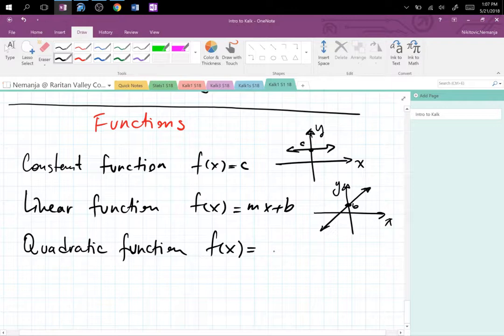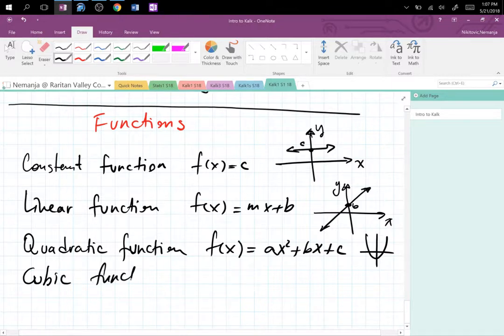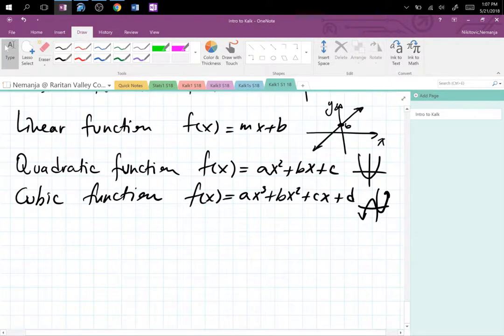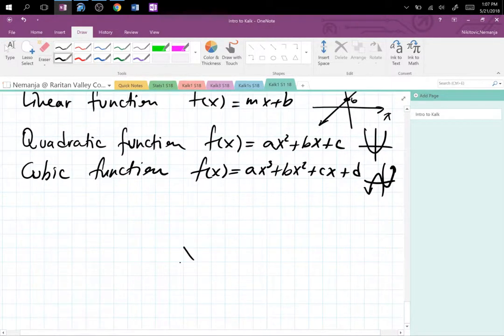F of x equals ax squared plus bx plus c, and we know that's a parabola. Cubic: f of x equals ax cubed plus bx squared plus cx plus d, and I'll just draw a squiggle. So x cubed goes like that, and then let's say x minus 1 cubed.